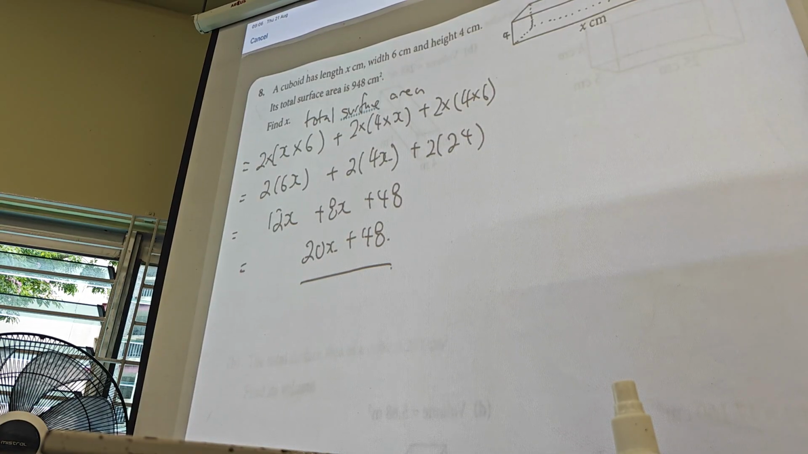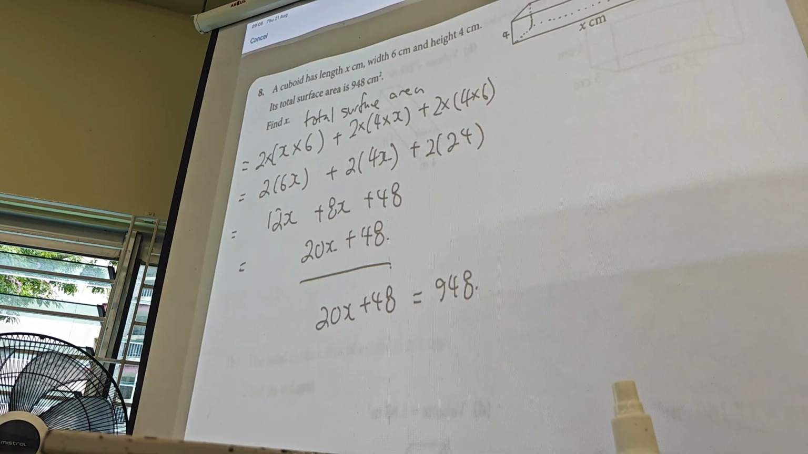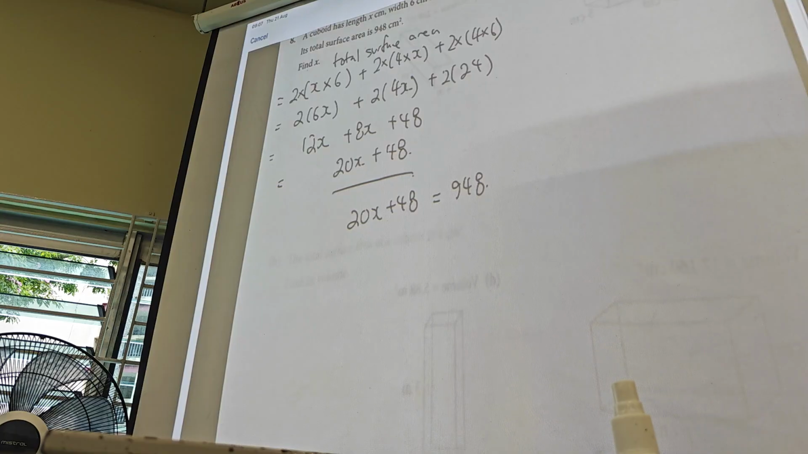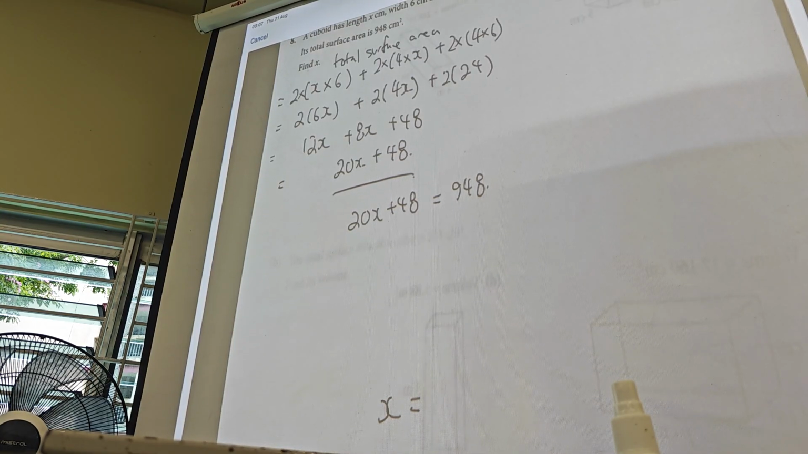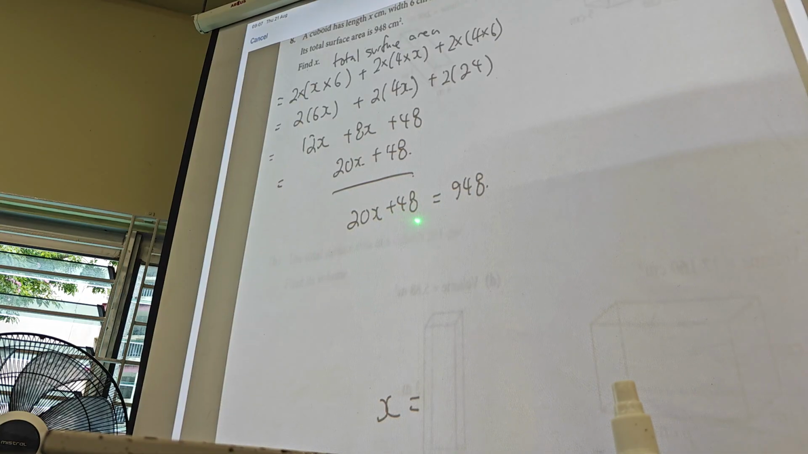But at the same time, they also tell me total surface area is 948. So meaning, this 20x plus 48 is the total surface area. The total surface area is also 948. So I can equate them. Then I want to find x, means I want to make x the subject. So I must first remove the furthest away one. Plus minus are the furthest. So the 48 remove first.